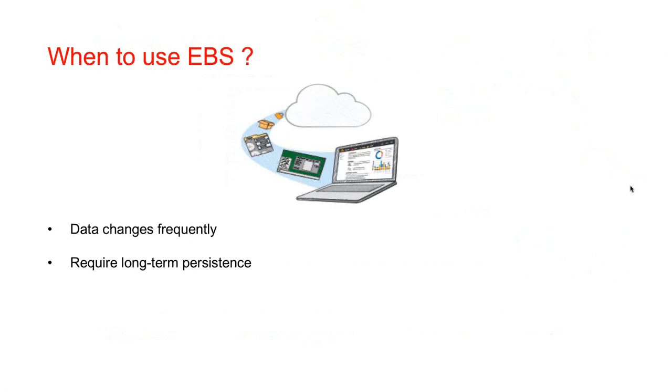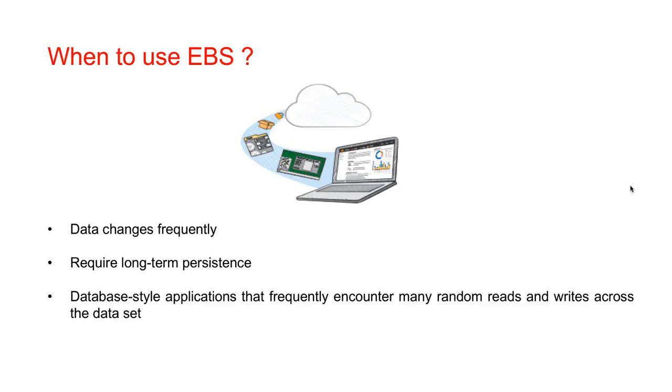So EBS acts as storage volumes, and these volumes can act as file systems for databases, and also you can use them for data warehouses or something like that, or for your backend applications. These are database style applications that frequently encounter many random reads and writes across the data sets. So you have some kind of database style applications. In that case, you may encounter read and write operations across the data sets.